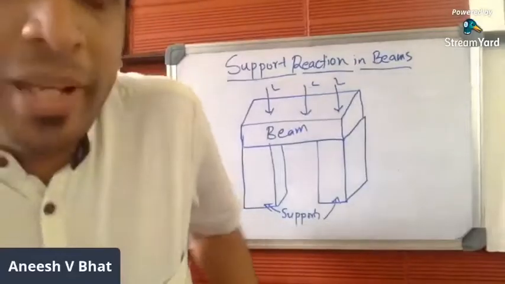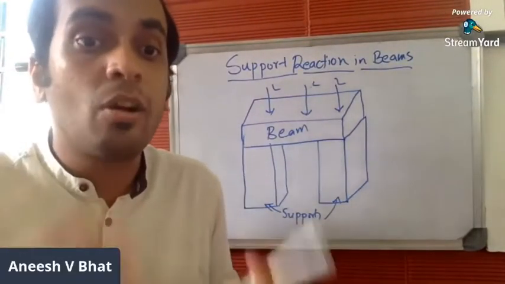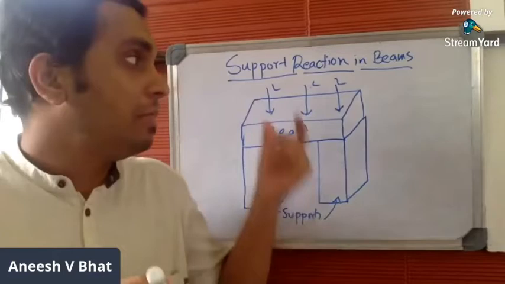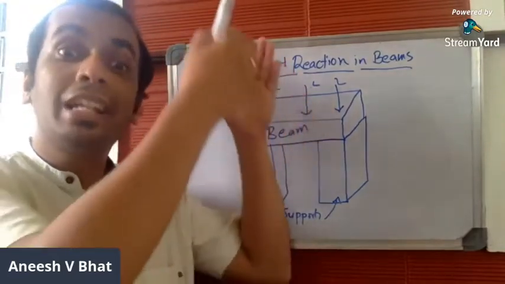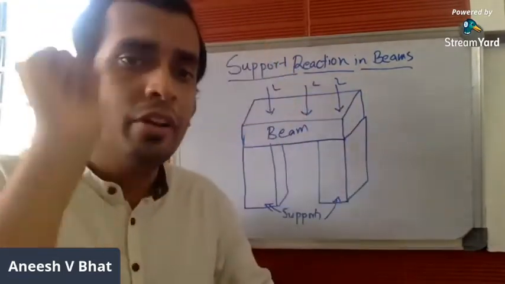See, as you know, beam is a horizontal member. Beam is a horizontal structural component or structural member. Beam is a horizontal member which carries vertical loads.